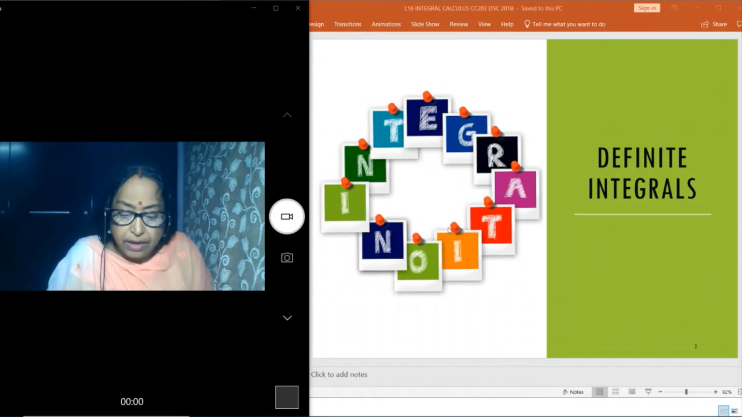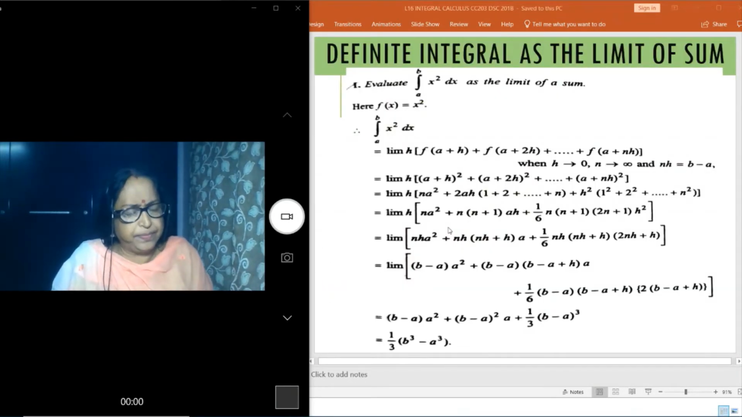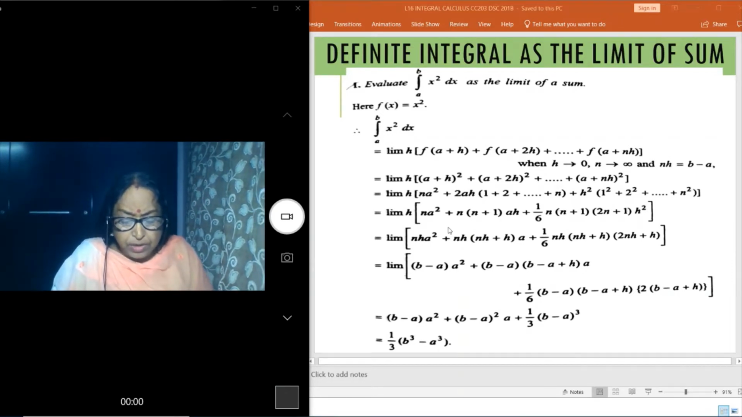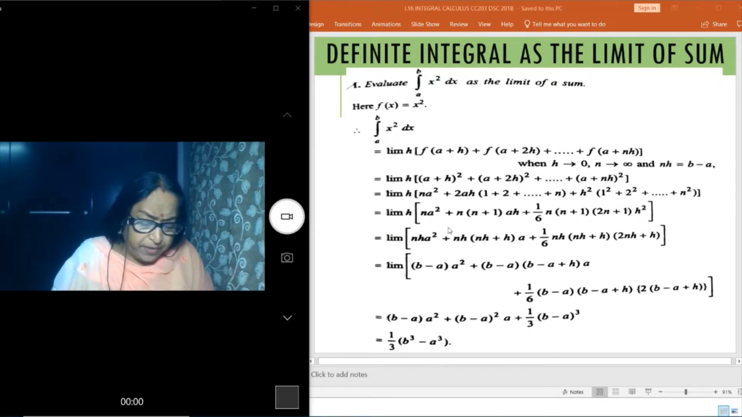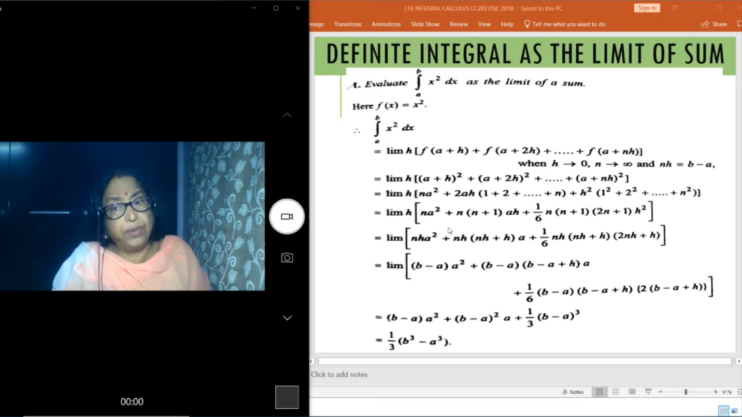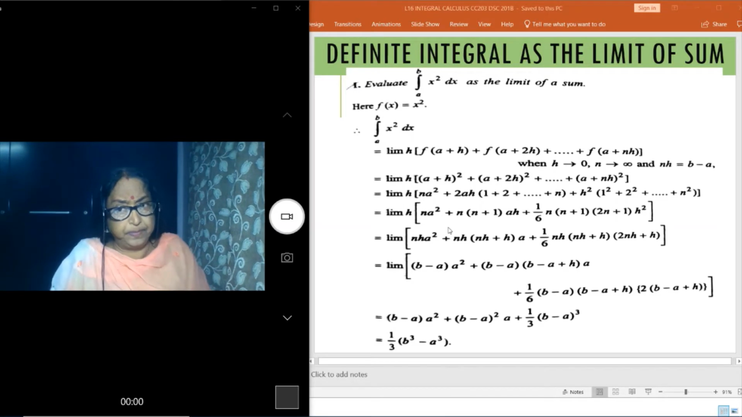We are doing the definite integral. Some different kind of definite integral we are doing today. Suppose the integral from a to b of x squared dx is given, so as to find the sum. Here f(x) is equal to x squared. Now here is the formula for it.